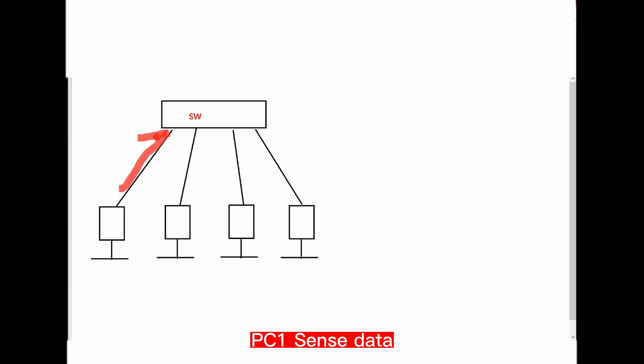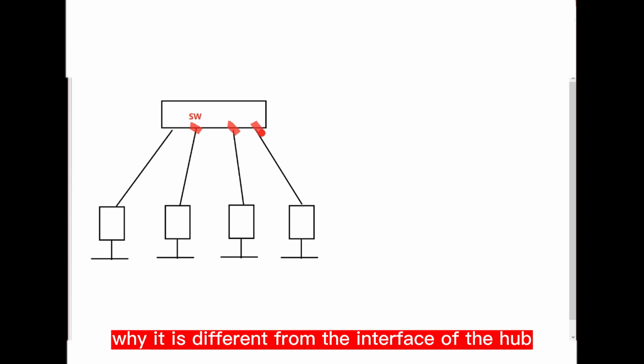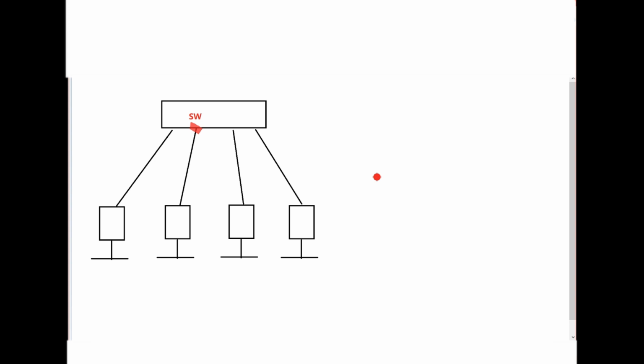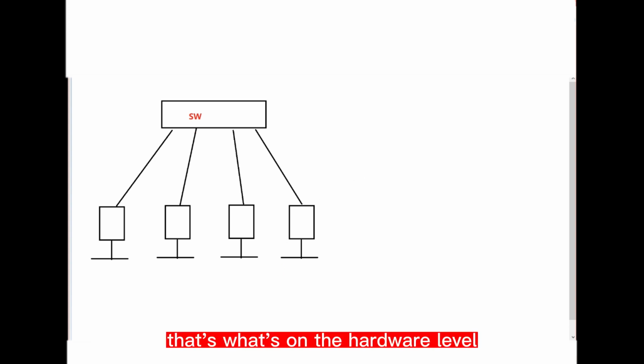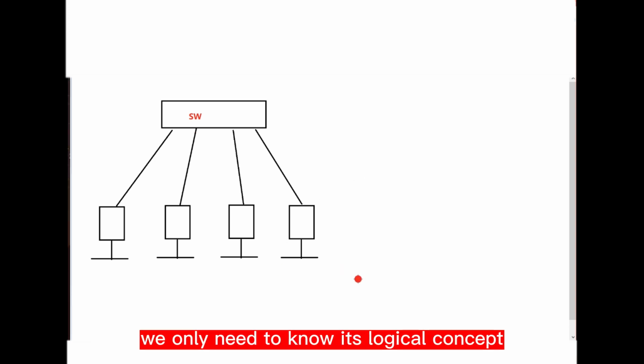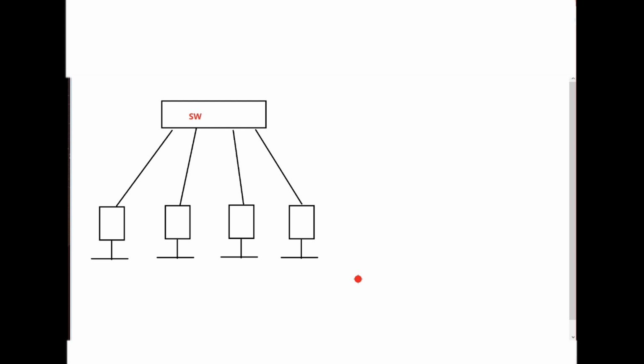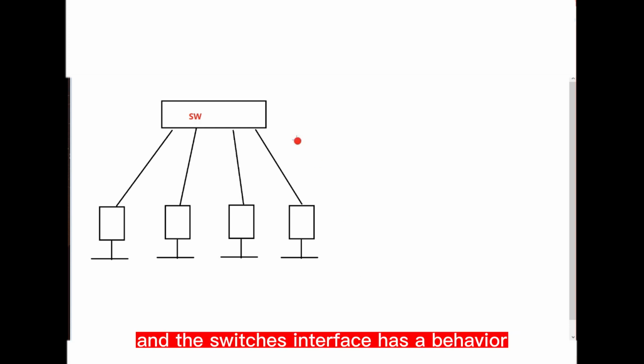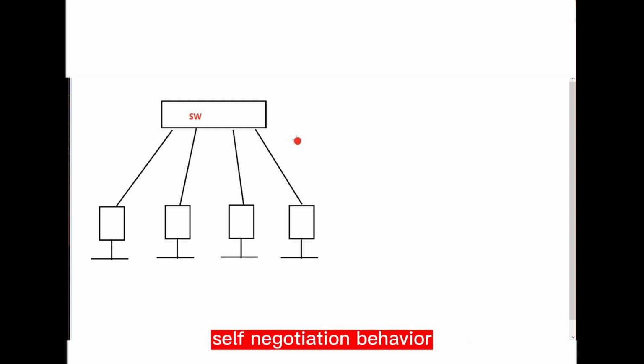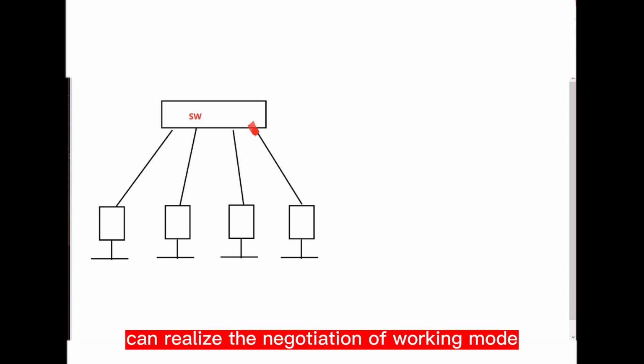PC1 sends data. PC2 can also send. For switch ports, you don't need to understand why it is different from the interface of the hub. This is an improvement based on physical hardware. That's what's on the hardware level. We only need to know its logical concept. And the switch's interface has a behavior: self-negotiation. Its interface can realize the negotiation of working mode.